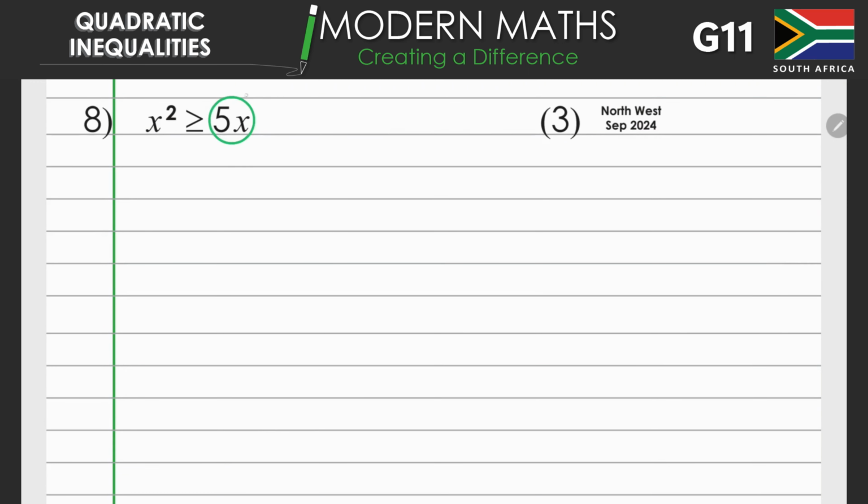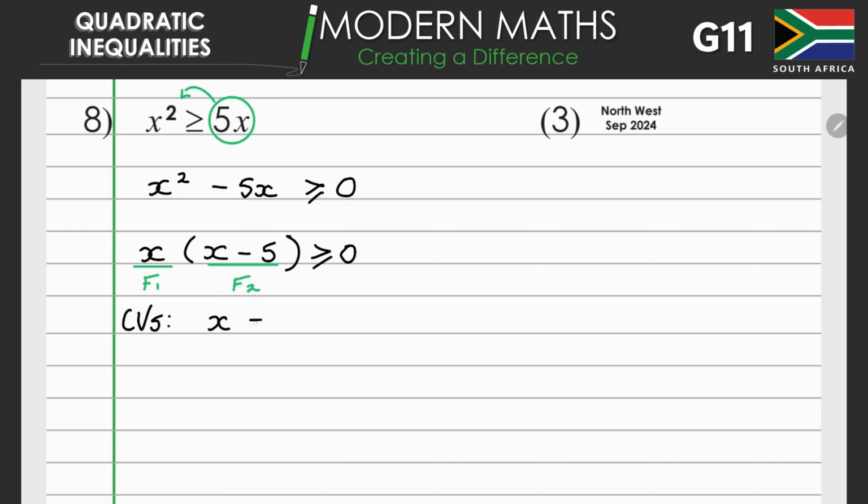Okay, last question for the day features the highest common factor. We're going to get our standard form, move the 5x over, and then we're going to factorize out an x, and we can get our two critical values from there, x equals 0 or x equals positive 5. So there's our two factors.